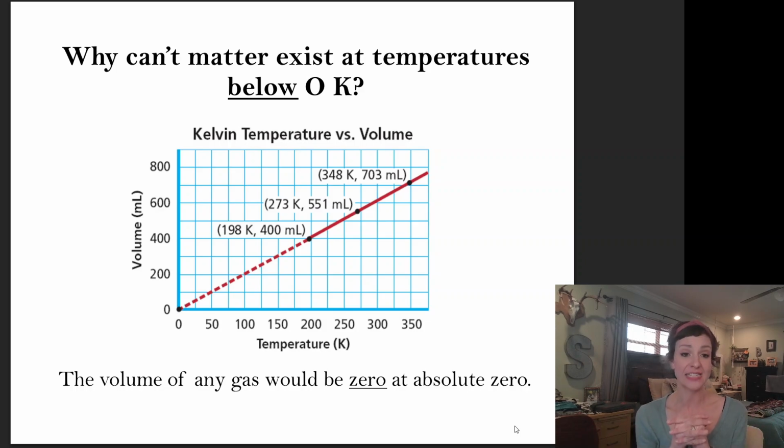If I were to plot a graph of volume versus temperature, what happens at 0 degrees Kelvin is that the volume of any gas would technically be 0 at absolute 0. Guys, I cannot have matter if matter does not have a volume. By definition, matter is anything that has mass and takes up space. Taking up space means you have to have some sort of volume. According to this, at absolute 0, I can't have no volume, so matter cannot exist for that reason.